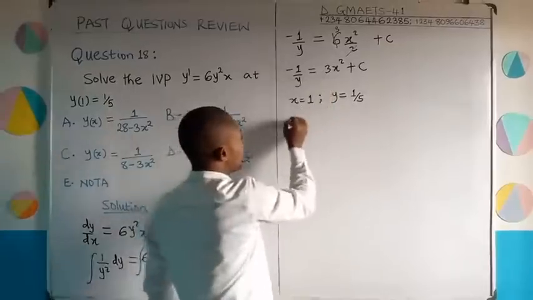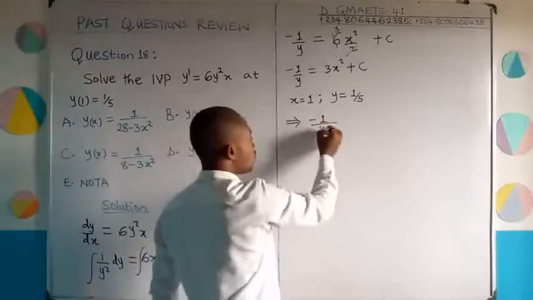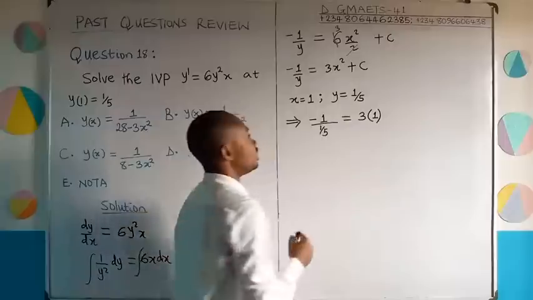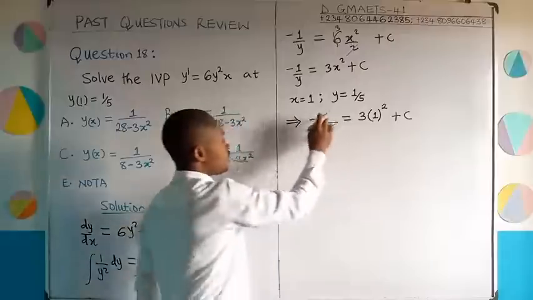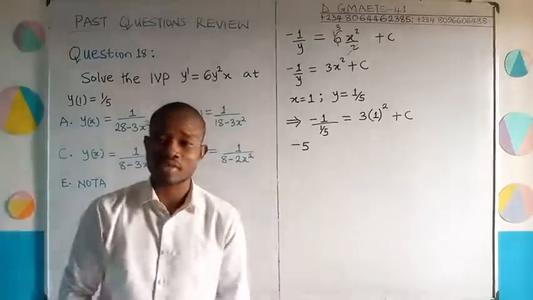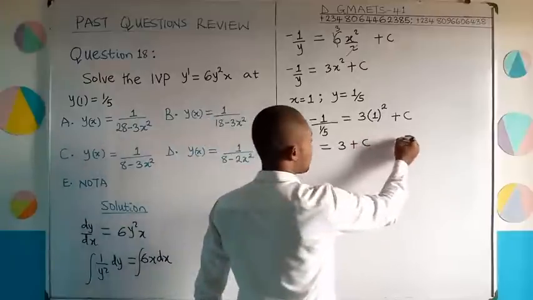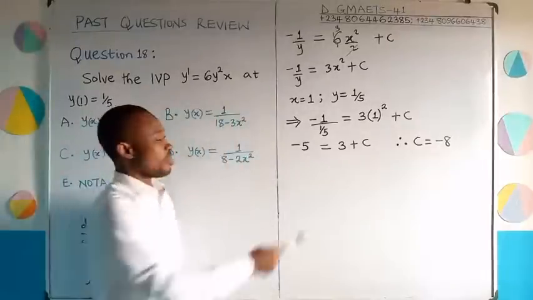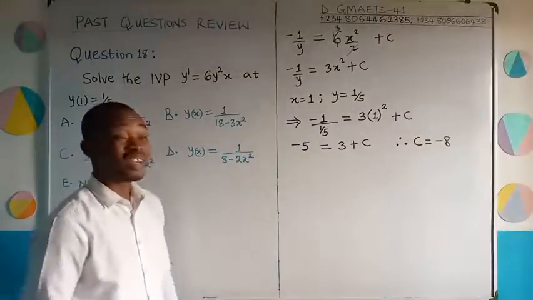We can substitute here and then get the value of the constant. Negative 1 all over, in place of y, you put 1 over 5. That's going to be equal to 3 times the value of x, which is 1, raised to the power 2, plus the constant of integration. Solving this will give you negative 5. Is that okay? Because this 5 will go up, division of fraction. Just basic arithmetic. Is that okay? And that's going to be equal to 3 plus c. What does that tell us? Therefore, the value of c is equal to minus 8. Remember that this 3 will come to this minus 5 to give us minus 5 minus 3. Now we've got the value of the constant of integration.